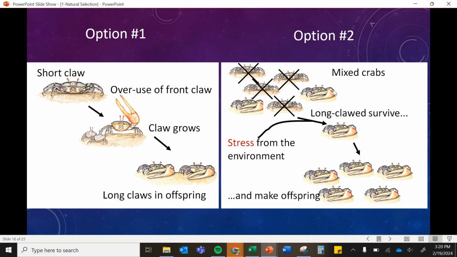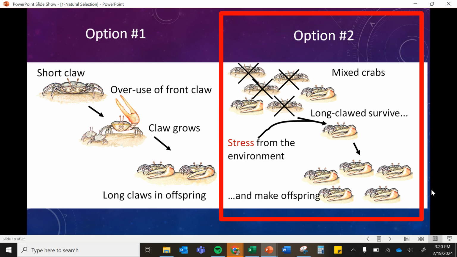Or it could be that at the beginning we have a variety of crabs, some with slightly larger or smaller claws, and stress from the environment causes only the large-clawed organisms to survive, and therefore their offspring are going to also have large claws. Okay, and we can look at our evidence that this is what we see going on.